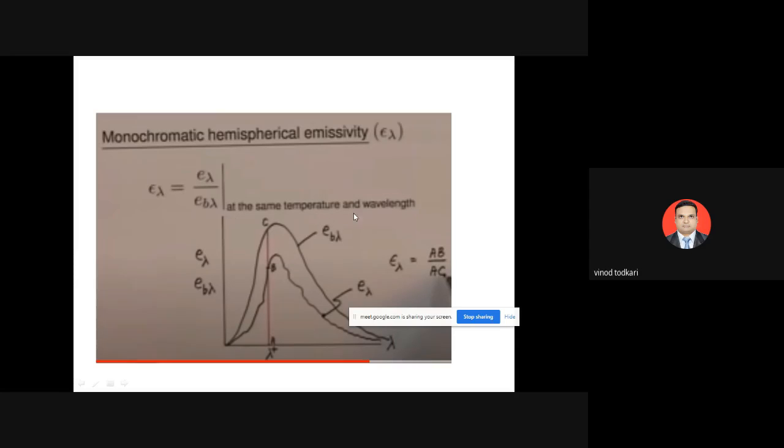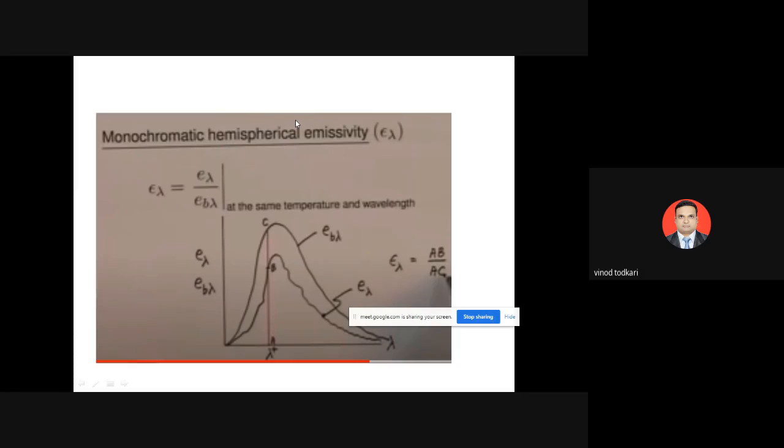These words are very important. If you miss the words "at the same temperature," you'll get 0 marks for your definition or derivation, right? So it should be at the same temperature. Now see, in IITs or in many reference books, it is called monochromatic hemispherical emissivity. But in our syllabus, in the majority of universities, or in fact in IITs also, this word hemispherical is not used. But even if it is not used, it is assumed to be there.